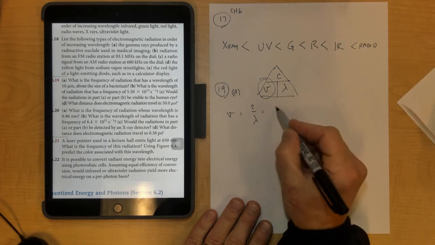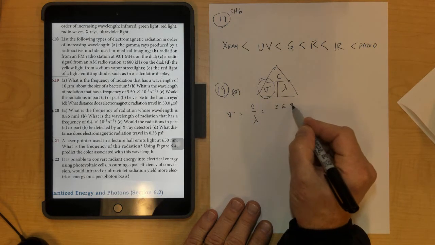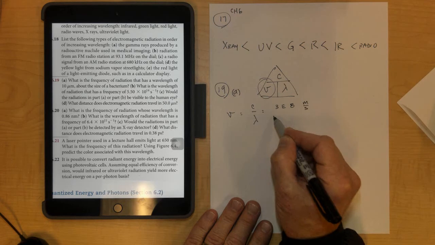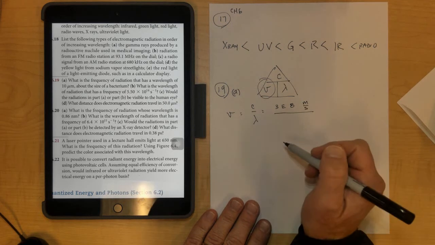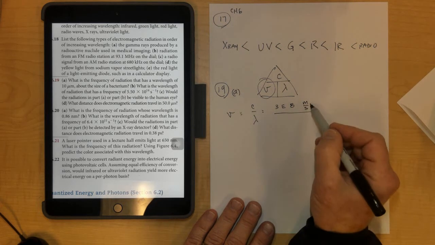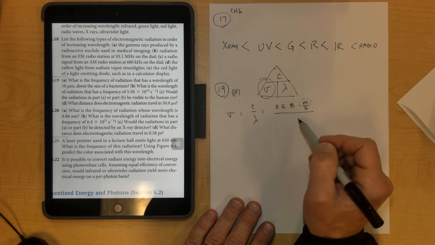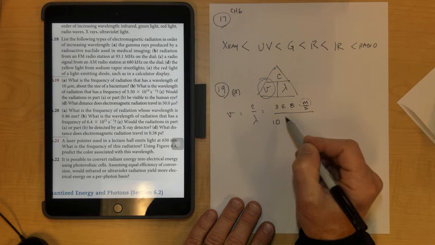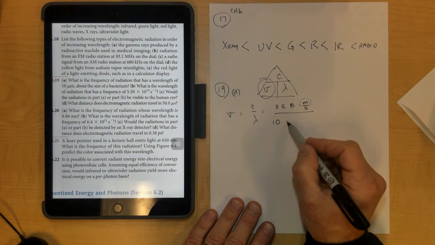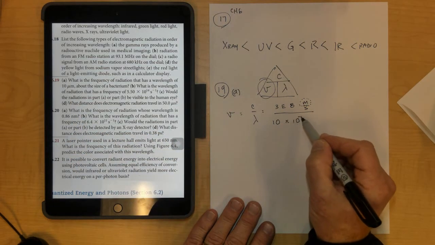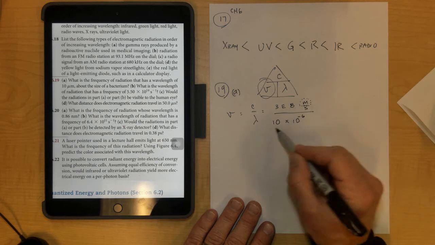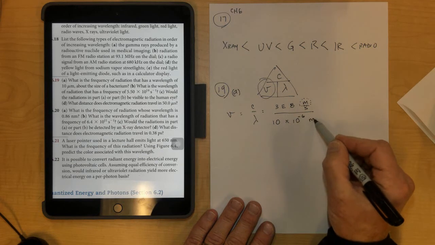So c, of course, is the speed of light, 3 times 10 to the 8th, and that would be meters per second. And then we need to put the wavelength down here and make sure that it matches the units up here. So make sure that it's in meters. So it says it's 10 micrometers, and a micrometer, remember, is 10 to the negative 6th of a meter. So we'll write it as 10 times 10 to the negative 6th meters.